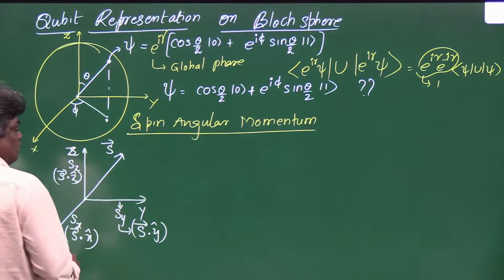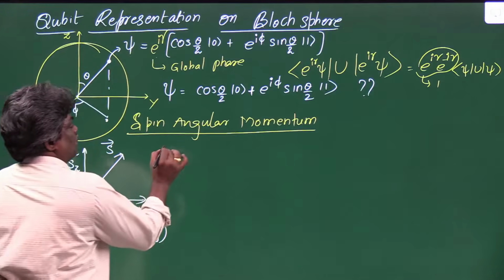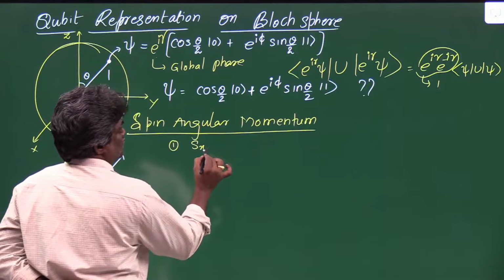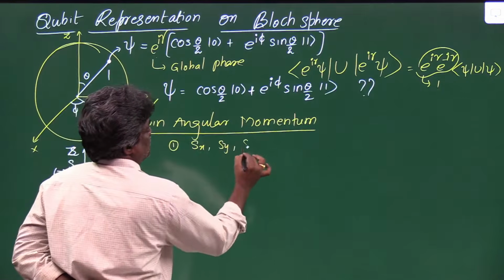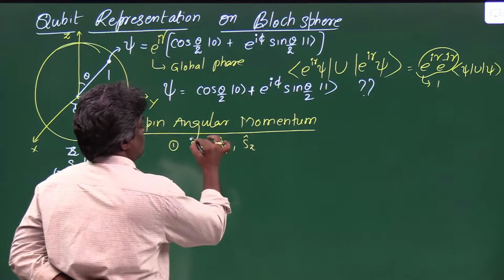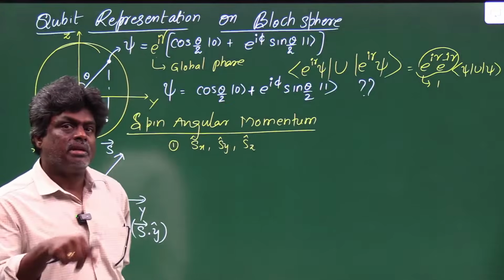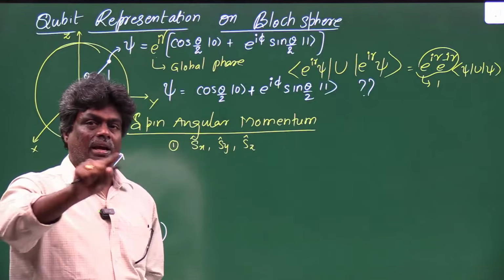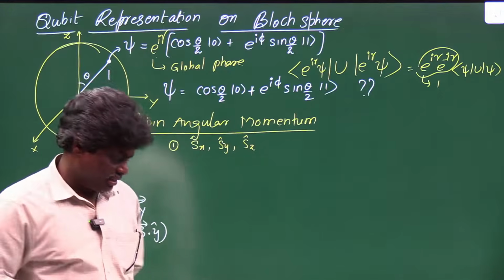Okay. Right. Fine. So now first we have to know a few things. Here we got Sx, Sy, Sz. What are Sx, Sy, Sz? They are the measurement operators corresponding to the spin measurement along x, y, z. Is that clear?